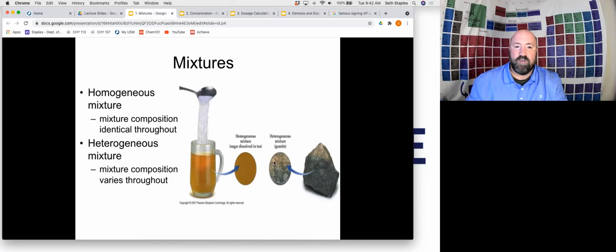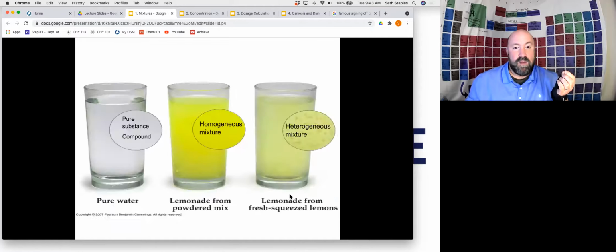As opposed to a heterogeneous mixture, so picture something like granite. There are easily seen visual differences in parts of it, and so the composition is not the same throughout the whole thing. That's really seen here when we look at some of the differences. Here we have a glass of just pure water. That's a pure substance. That would be a compound, H2O.